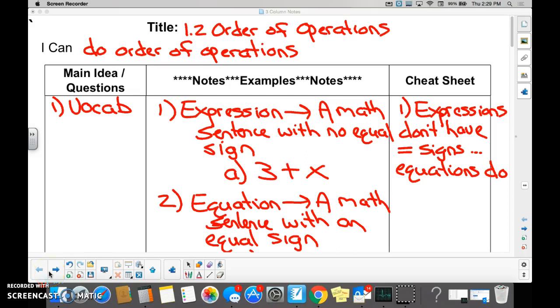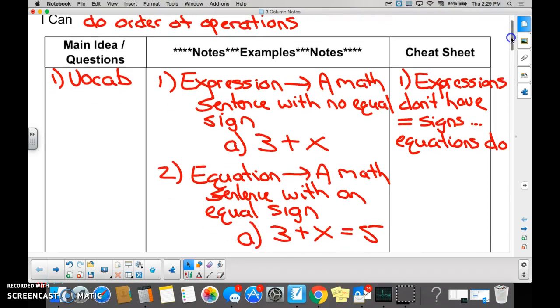1.2 order of operations. I can do order of operations. All right, Lily, thank you. Do you guys agree? Can you now do order of operations? Yes. A lot of you said you could do them before, but did you learn something? Yes. I think most of you did. Most of you are like, oh wow, there's some things I didn't realize.